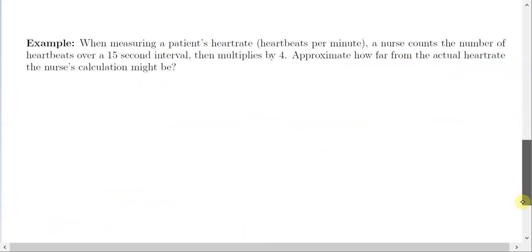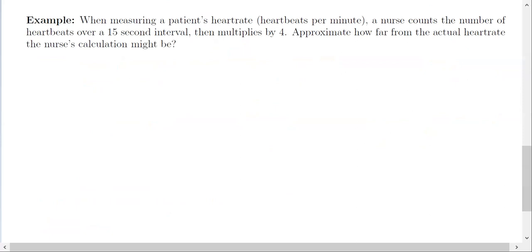So let's look at an example that's sort of realistic. When you go get any kind of medical test, usually they take your pulse, and what they do is they want to know heartbeats per minute, and they take your pulse for about 10-15 seconds, and let's say they do it for 15 seconds. Well, that gives you how many they counted in those 15 seconds, and then they multiply it by 4 to say, well, that's your heart rate.